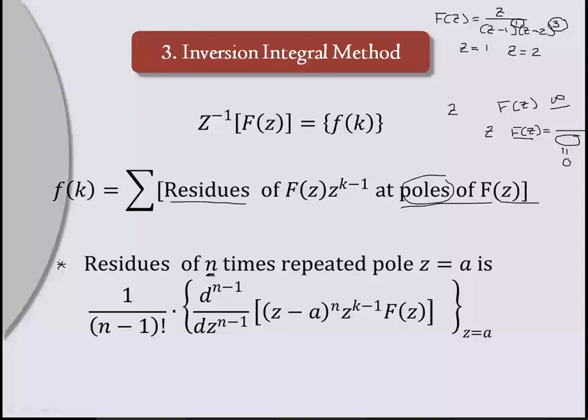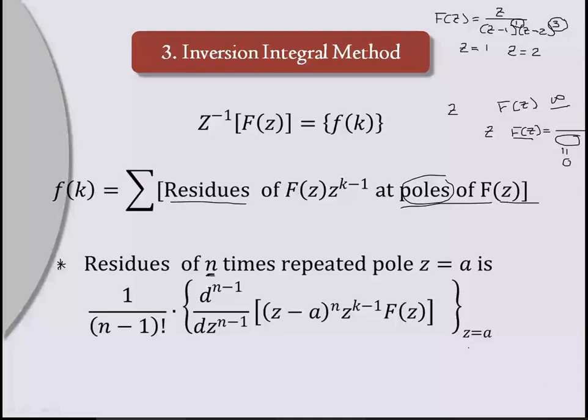Residue of that given function at an n times repeated pole z equal to a is 1 upon n minus 1 factorial, d raised to n minus 1 upon dz raised to n minus 1 of z minus a raised to n, z raised to k minus 1 F of z. And after finding all this, you have to put z equal to a into that term.